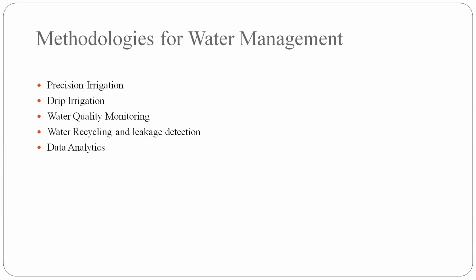There are many methodologies which can be used for water management apart from IoT based systems. One is precision irrigation, which uses IoT sensors to measure and analyze soil moisture and supply the amount of water required according to the weather patterns and crop needs. Then we come to drip irrigation. Drip irrigation is very common. It is a very water efficient irrigation method which delivers water directly to the plant roots without wasting water over a spread out area.